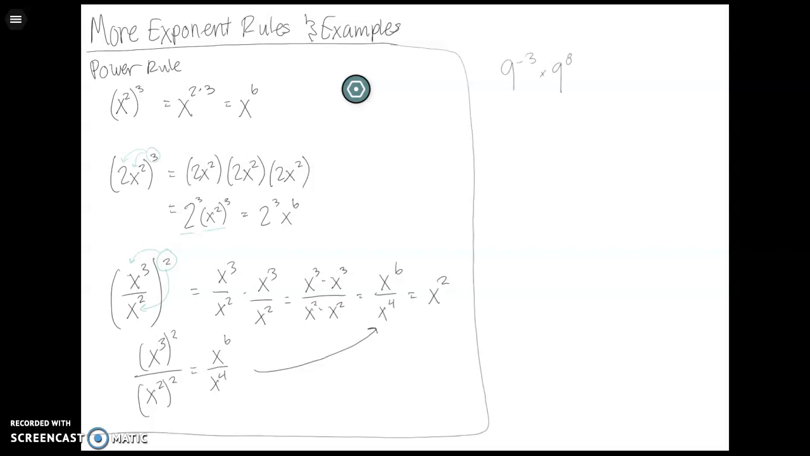So we are going to do the product rule on this one because we're multiplying two things together. So remember, the product rule tells us that if we multiply two exponential expressions together that have the same base, so the base here is 9, then we just get to add the exponents. So 9 to the negative 3 plus 8, and then we can simplify that exponent to be 9 to the 5th, and that's it.